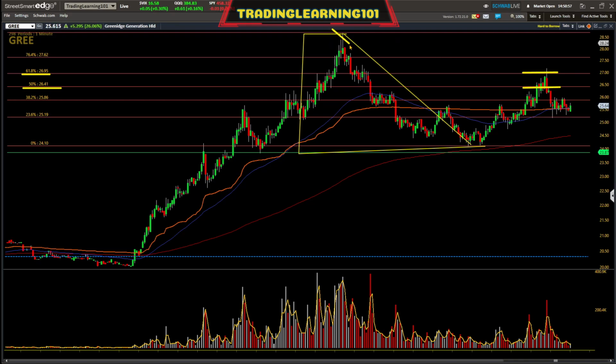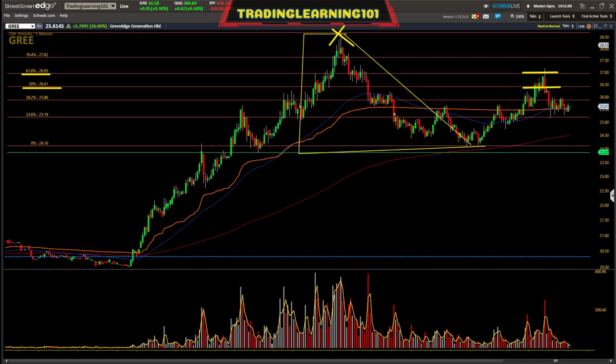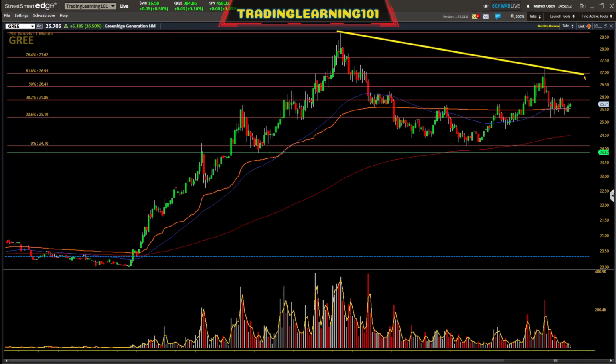It already made its high up here. It retraced back down. All this did was bounce right there. Now you can also get out your trend line again, and now you can connect the lower highs. We know support is right here at 2450.